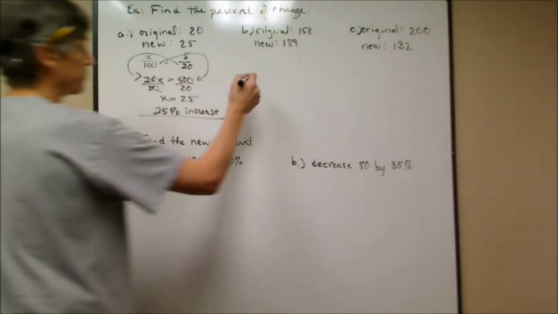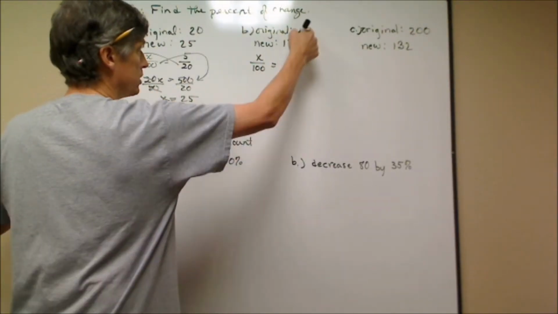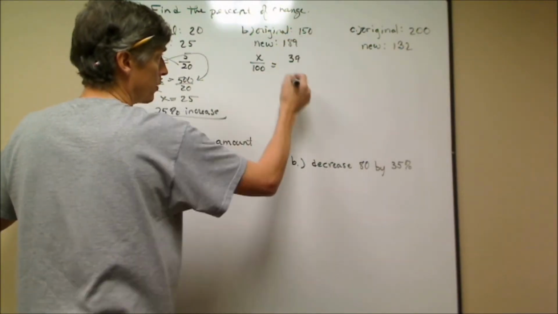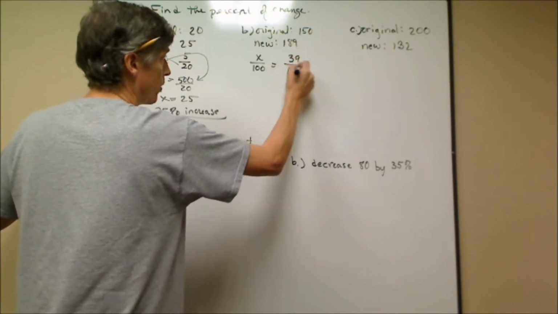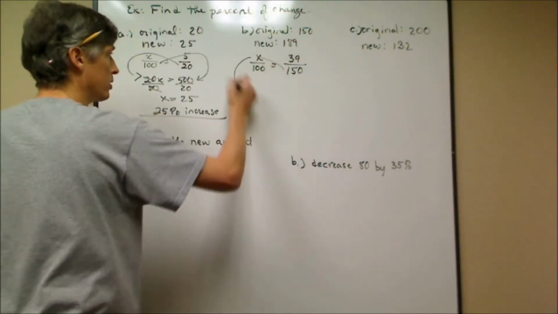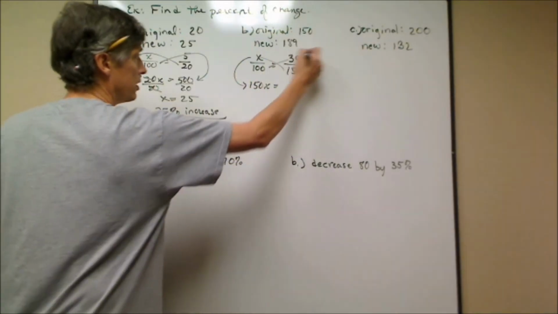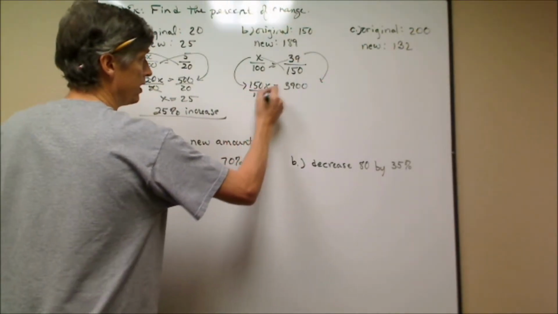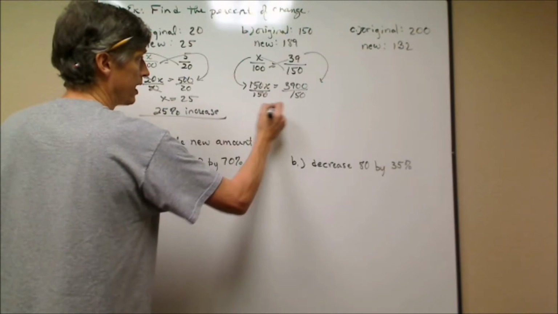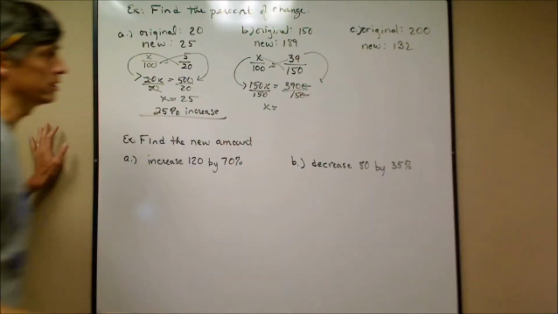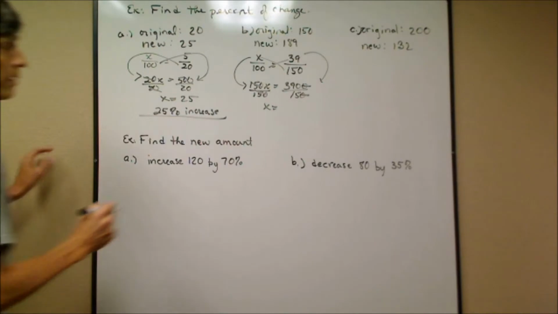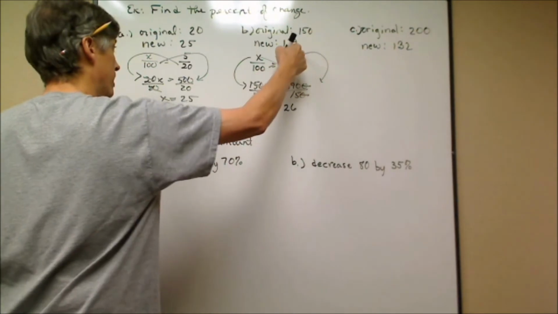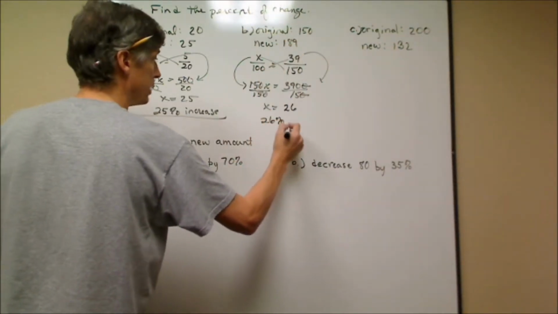The next example, x over 100 equals, now the difference of those two, if you subtract, is 39. 189 minus 150 is 39. I'm going to compare it to the 150. So again, I cross multiply, I have 150x equals 3,900. I'm going to divide both sides by 150. X equals, I can knock off a 0 top and bottom there, so I actually have 390 divided by 15. It goes in 26 times, it looks like. And again, the amount got bigger, so this is a 26% increase.